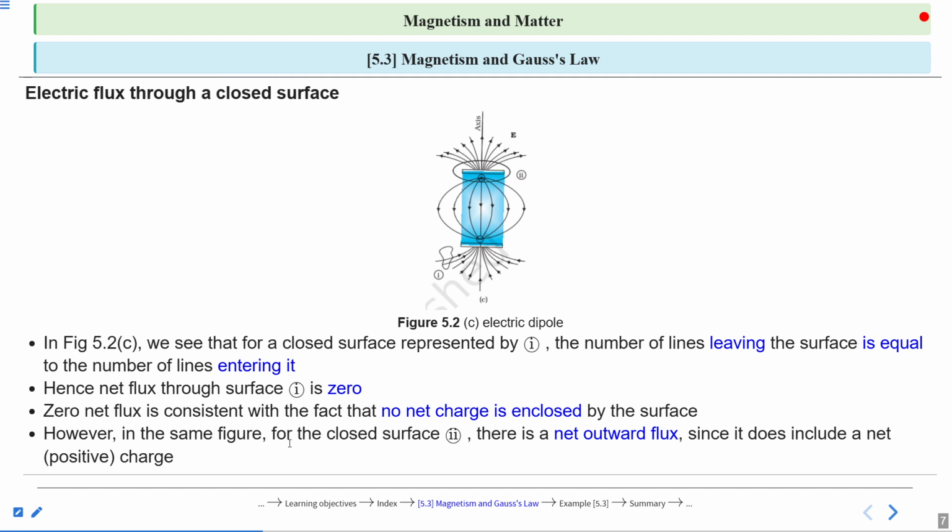So in the same figure, for closed surface 2, there is a net outward flux since it includes a net positive charge. Because it is enclosing a positive charge, there is only outward flux and no inward flux. No electric field line is entering that surface, only exiting. Got it? A similar concept we are going to use for Gauss law in magnetism.